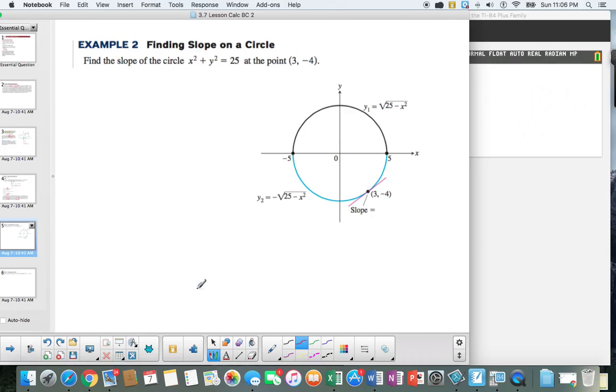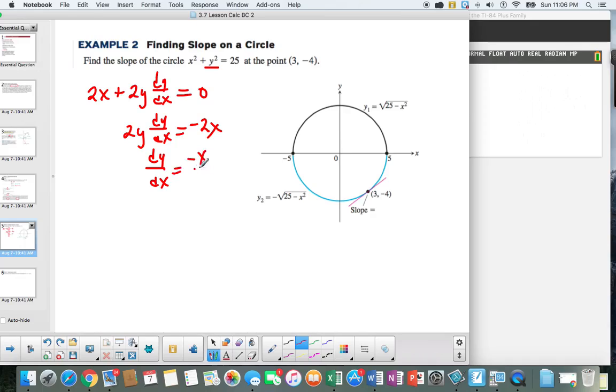Let's take a look at a circle. Again, we could divide it into two functions, or we can treat this implicitly. So I'm going to take the derivative of both sides in terms of x. So this will be 2x plus, now this is going to require the chain rule, 2y dy/dx is equal to 0. So 2y dy/dx is equal to -2x, and dy/dx is equal to -x/y.